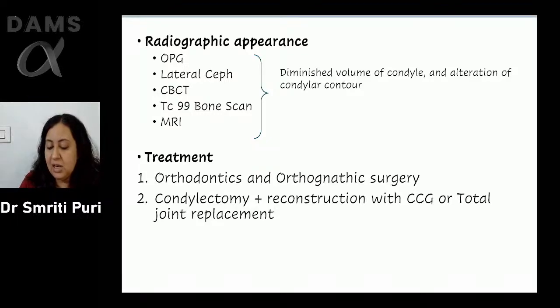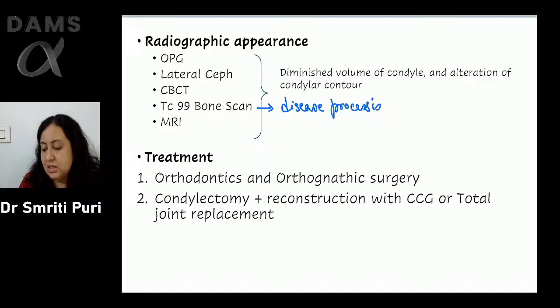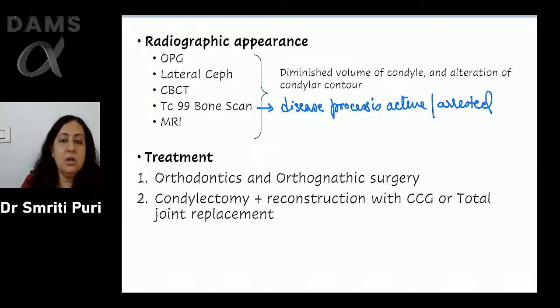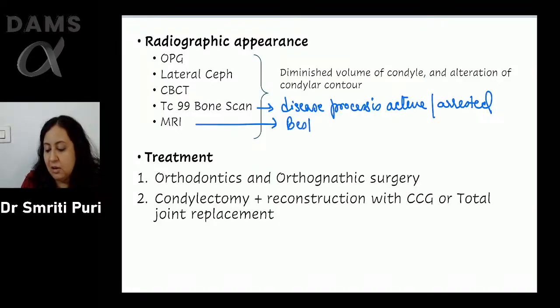Now what is happening in technetium 99 bone scan? You can see whether the disease process is active or arrested. Okay, whether the resorption is ongoing or it has stopped, because you can only treat after the resorption process has stopped, and MRI is the best modality. Okay, MRI is the best modality.